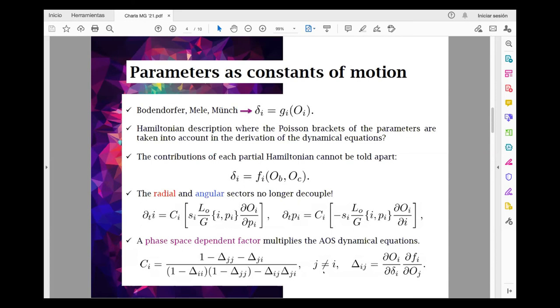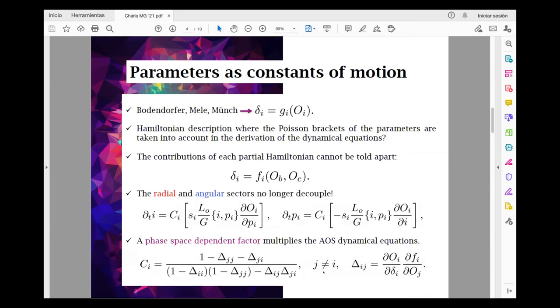So immediately we realized that the radial and angular sectors no longer decouple, which was the case in previous investigations. And therefore, the calculation of the equations of motion is going to be affected.